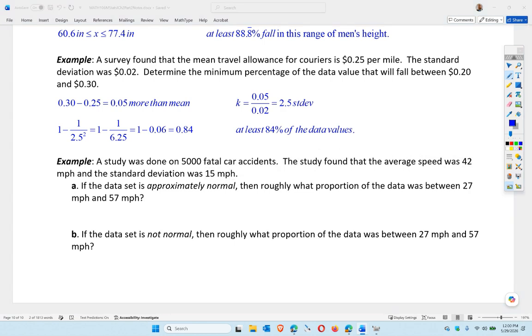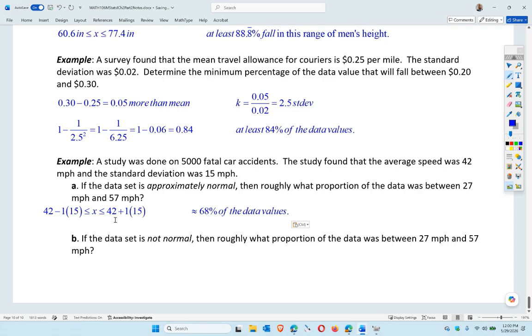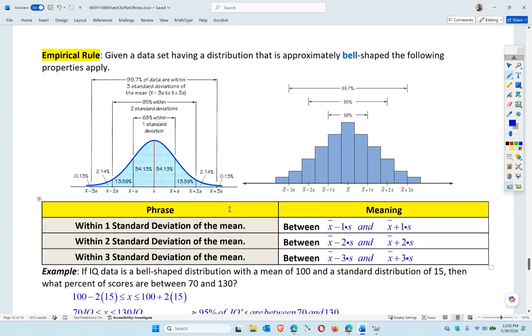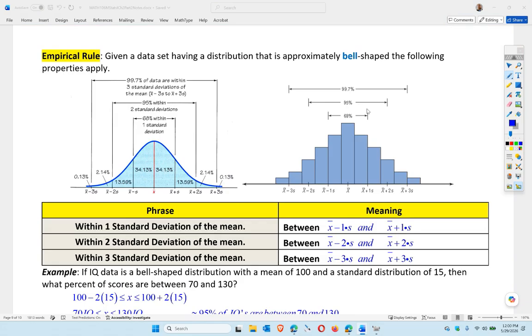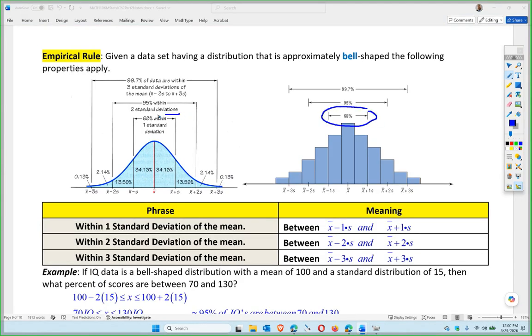Well, all I have to do is plus or minus, how many deviations did I say? Oh, okay, it'd just be 1, wouldn't it? Because if you think about it, 42 minus 15 and 42 plus 15 would be 27 and 57, essentially, right? Which is approximately 68% of the data values. So how do I know that? Well, that's 1 deviation. So I go back to the rule here. If it's normal, 1 deviation is approximately 68%, because we're saying it's normal. It's not exactly 68, but close enough.